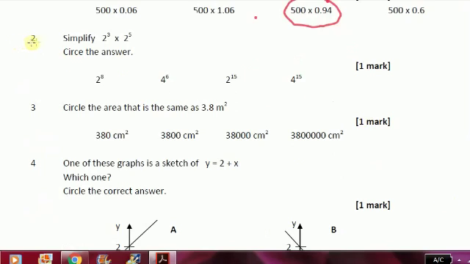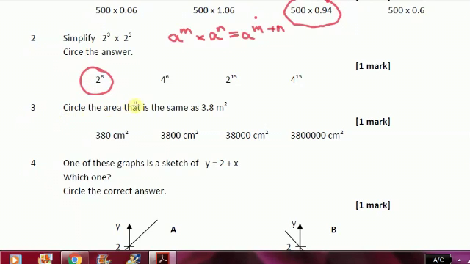Question 2. Simplify 2 cubed times 2 to the power 5. Now the law of indices says that a to the power m times a to the power n equals a to the power m plus n. So we add the indices when we're multiplying two numbers like that together. So in this case, 2 to the power 3 plus 5 is 8. 2 to the power 8.